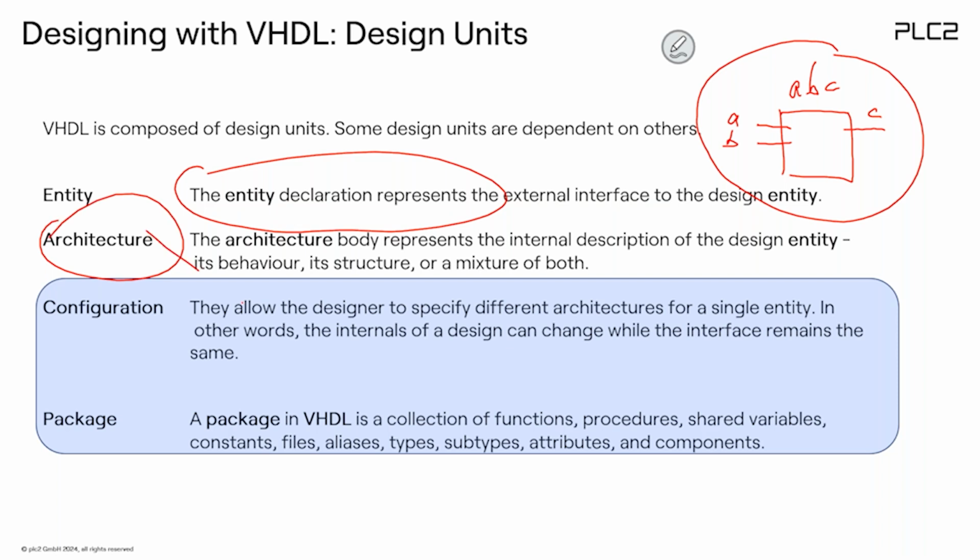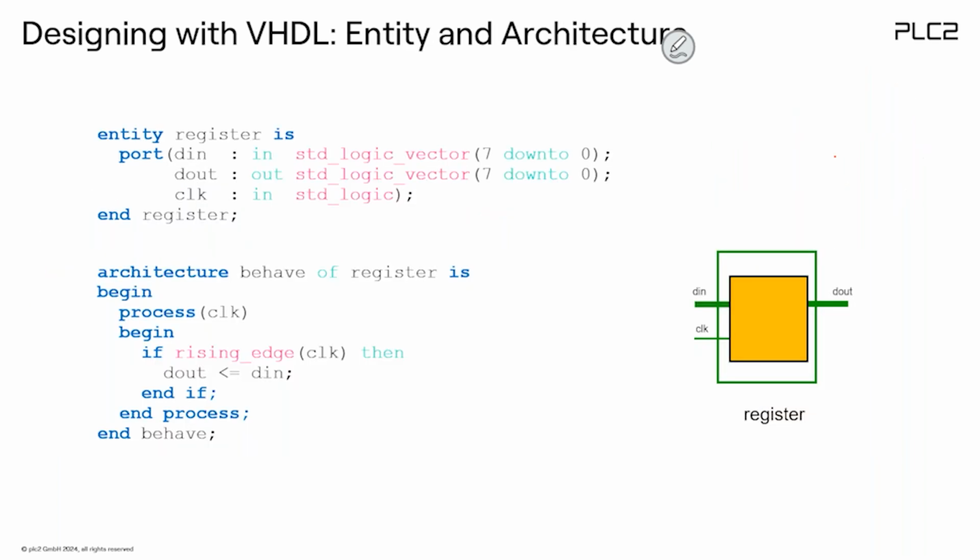Architecture is what's inside. This is the structure, the definition of the function inside. So this and that belong together. Entity and architecture always belong together. So here is the example.